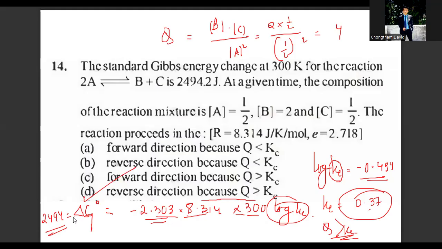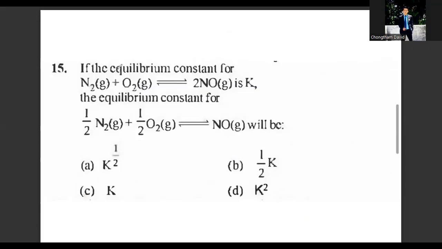Moving on to question number 15. If the equilibrium constant for nitrogen and oxygen reacting to give nitric oxide is K, the equilibrium constant for this reaction will be. So nitrogen and oxygen gives 2 moles of nitric oxide. These are all in the gaseous state. So K would be, if I write the equilibrium constant, NO square over N2 O2.